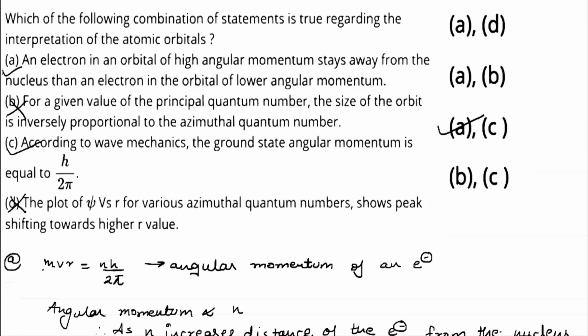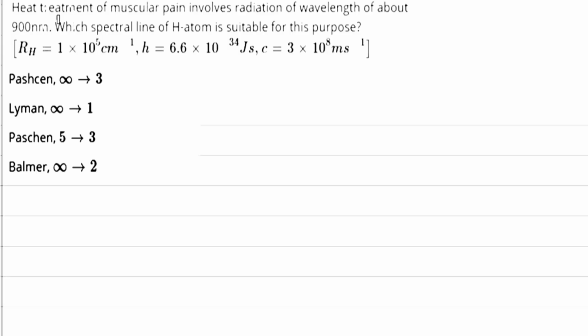Thank you. Hello guys, in this question it is given that heat treatment for muscular pain involves radiation of wavelength of about 900 nanometer. Which spectral line of hydrogen atom is suitable for this purpose? We have given some constants here: Rydberg constant, Planck constant, the speed of light. We have 4 options here: Paschen, Lyman, Paschen and Balmer series.